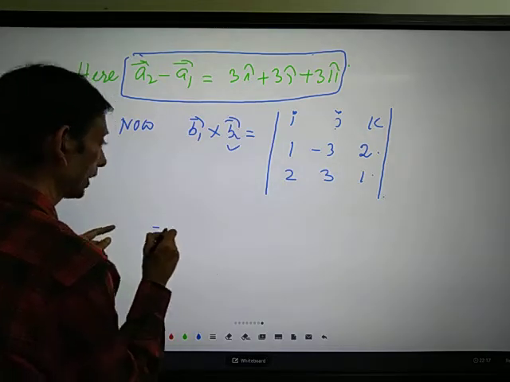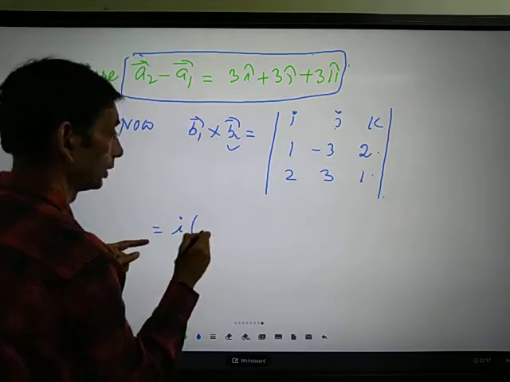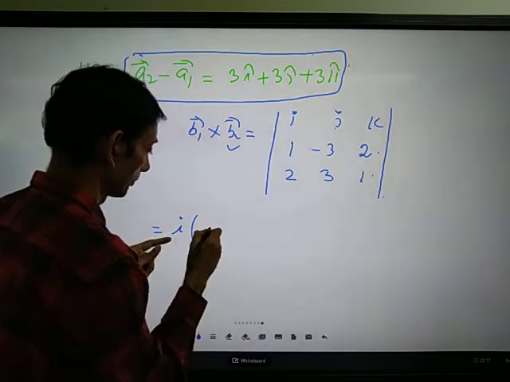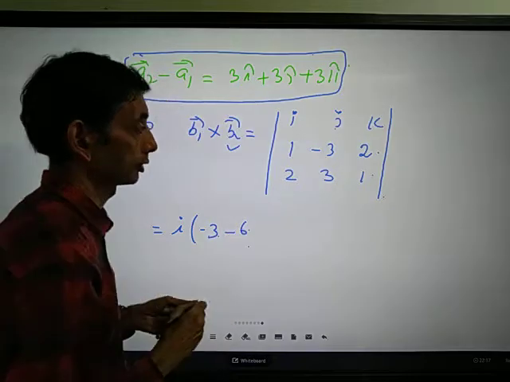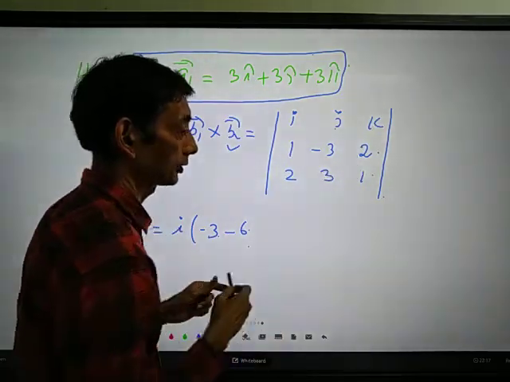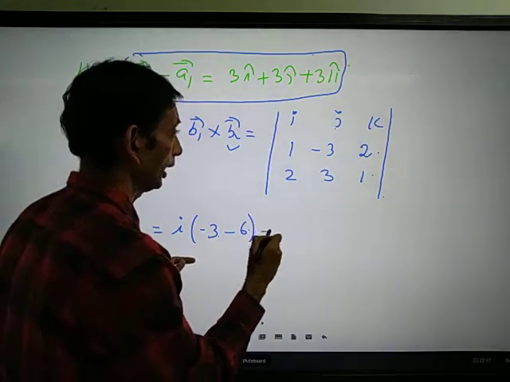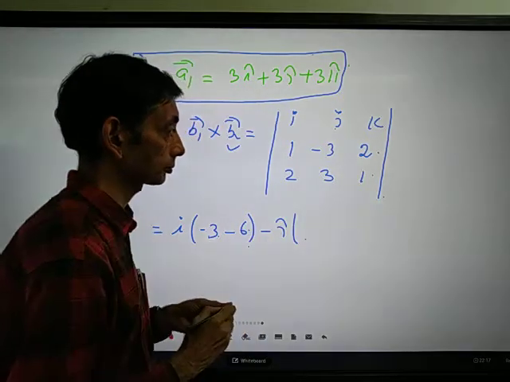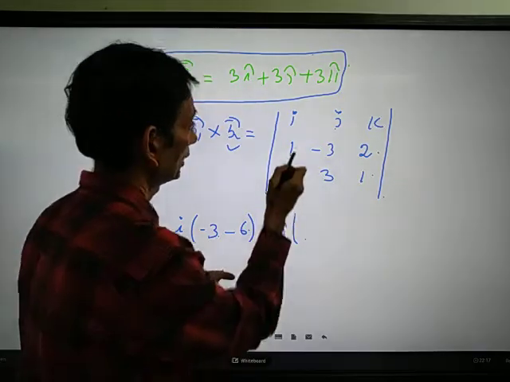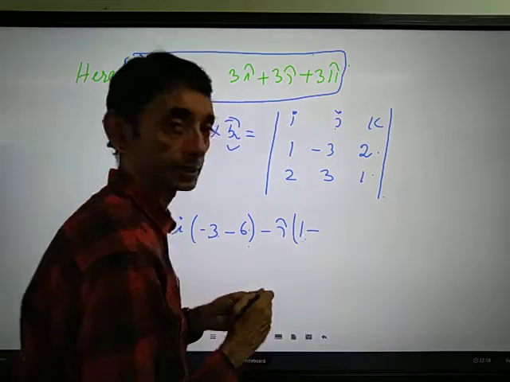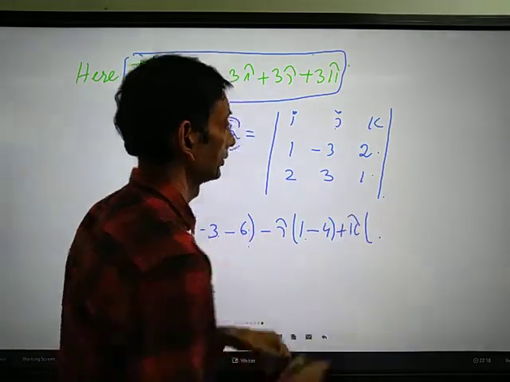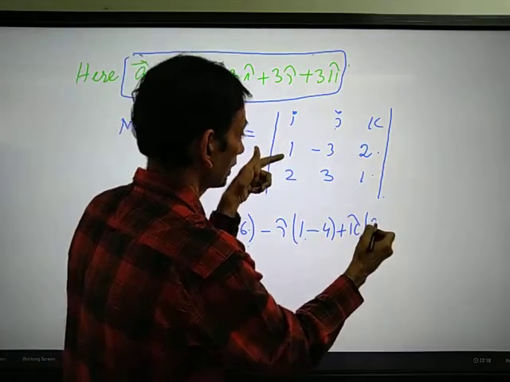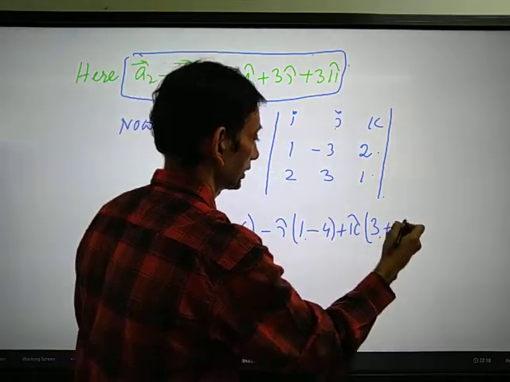So we evaluate i cap first. So minus 3 and minus 6, that is minus 3 and 3 times 2, which is 6. And minus j cap, that is 1 minus 2 times 1, which is 4. Then k cap, 3 times 1 is 3, and 3 times 2 is 6.